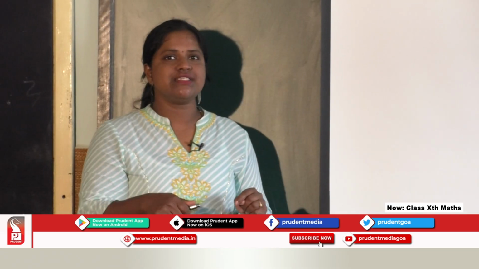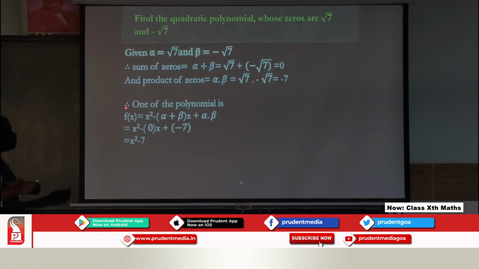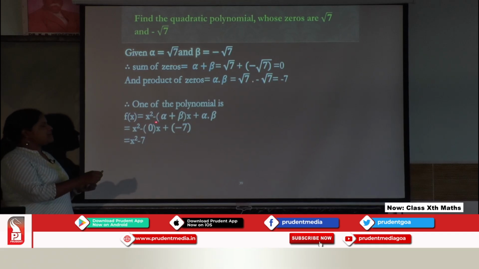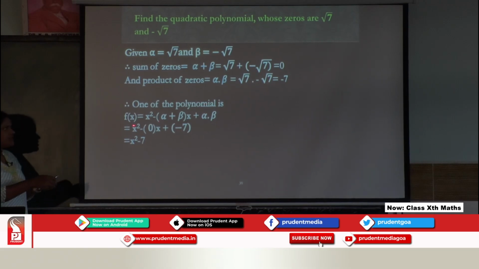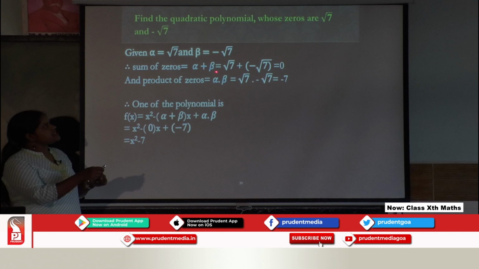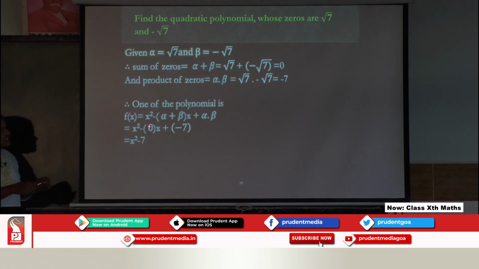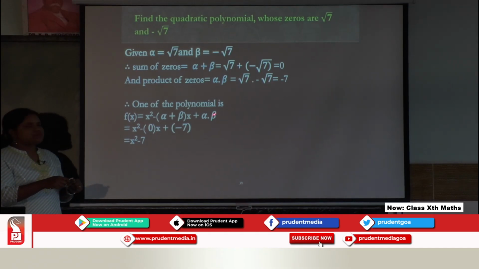Now what we are supposed to do is frame the quadratic polynomial. Therefore, one of the polynomials is f of x equals x square minus (alpha plus beta) x plus alpha into beta. This is my general formula. Now substitute: what is alpha plus beta? We found it as 0. So in this bracket you substitute 0, x plus alpha multiplied by beta.